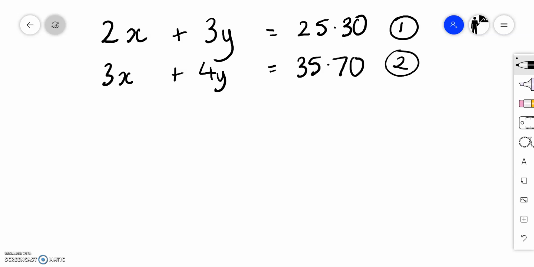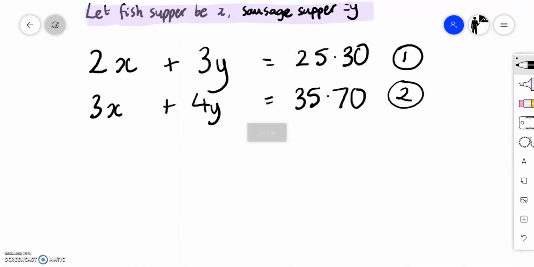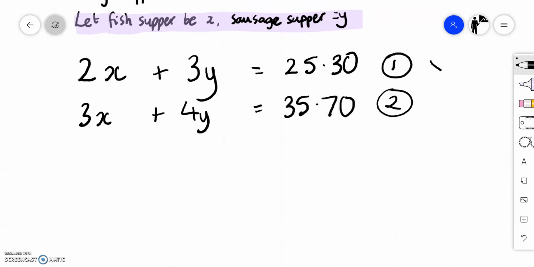Our goal is we want to try and get the same number in front of one of the letters. In this case, it doesn't really matter. I'm going to choose to get the same number in front of the x's. At the minute it's 2 and 3. The lowest common multiple of 2 and 3 is 6, and I can get there quite easily. I'm going to multiply equation 1 by 3, because 2 times 3 will give me 6. I'm going to multiply equation 2 by 2, because 3 times 2 will give me 6.